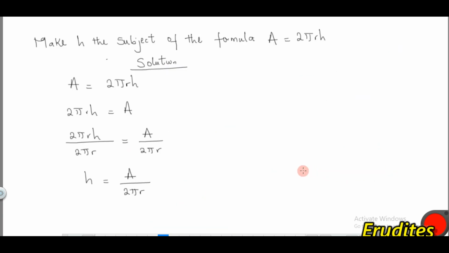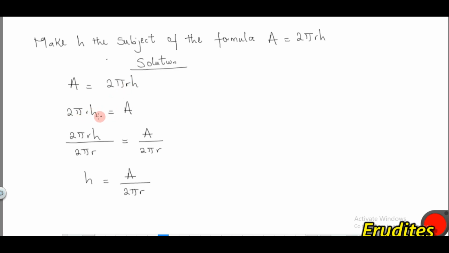Let's look at another example. Make H the subject of the formula. In this formula, A is equal to 2 pi r H. If I were to make H the subject of the formula, here is the expression: A is equal to 2 pi r H. Since H is what we're making the subject of the formula, we'll bring it to the left hand side. So this is 2 pi r H is equal to A. These and these are the same.